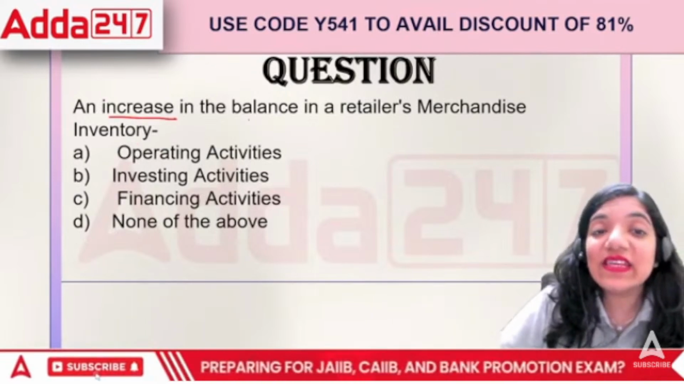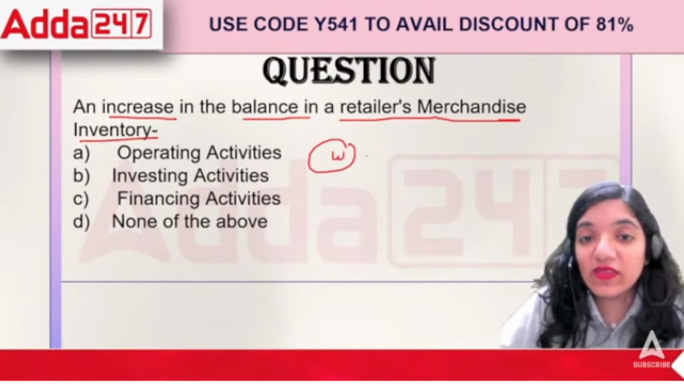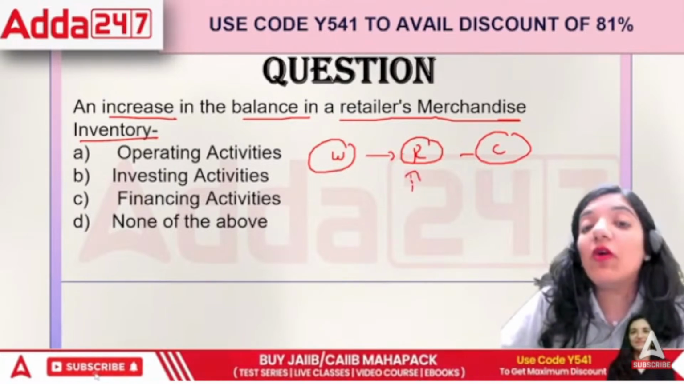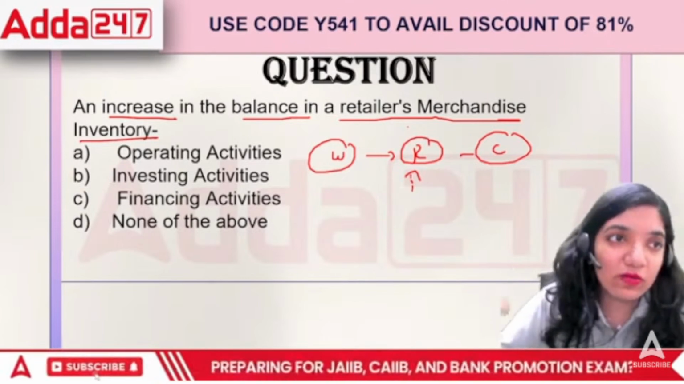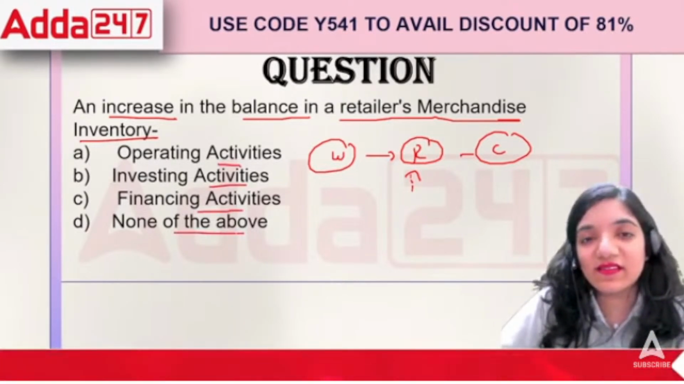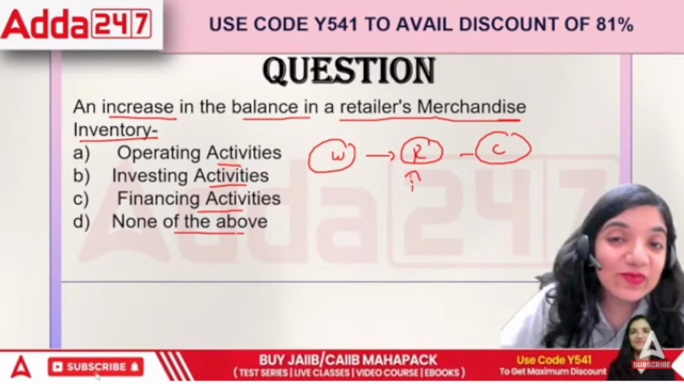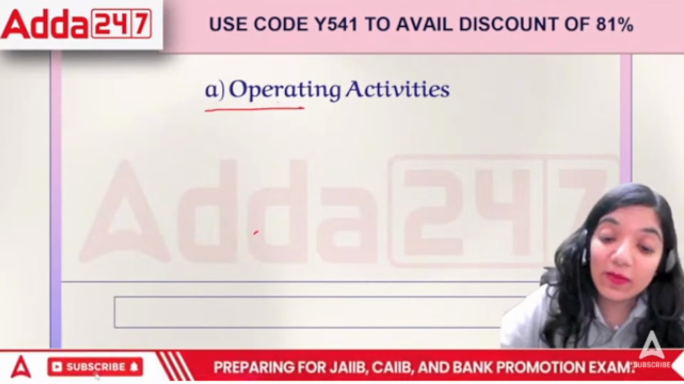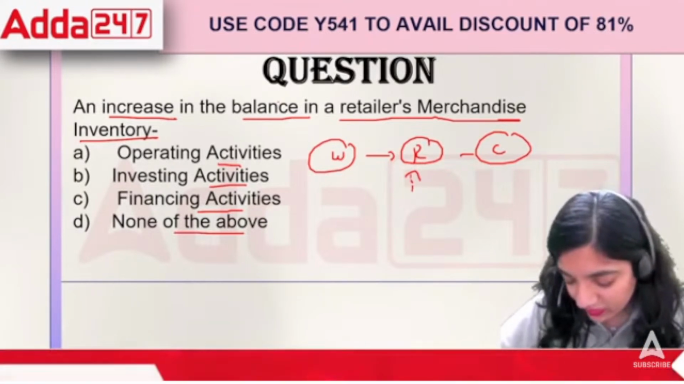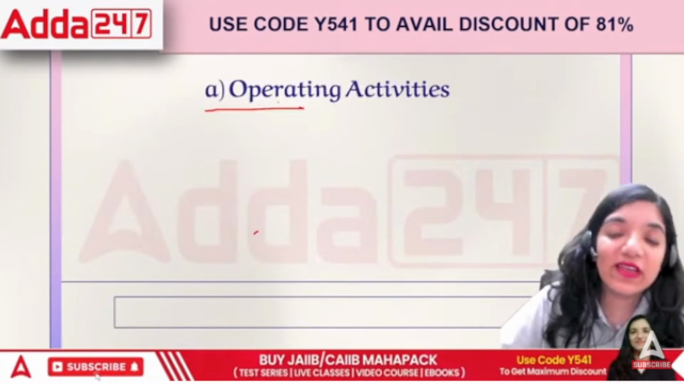Next question. An increase in the balance of the retailer's merchandise inventory. For example, there's a wholesaler, then a retailer, and then the customer. When there's an increase in the balance of the inventory of a retailer, he's working on it on a day-to-day basis. Is it operating, investing, financing or none? An increase in the balance of retailers' merchandise is a part of operating activities, because he is working on these goods every single day. He has been doing it for years, so it is an operating activity.